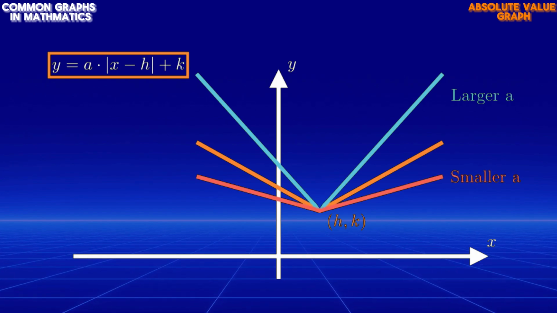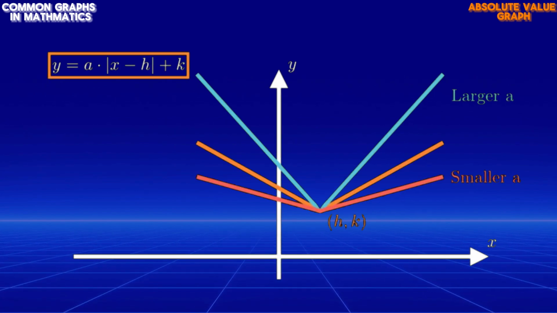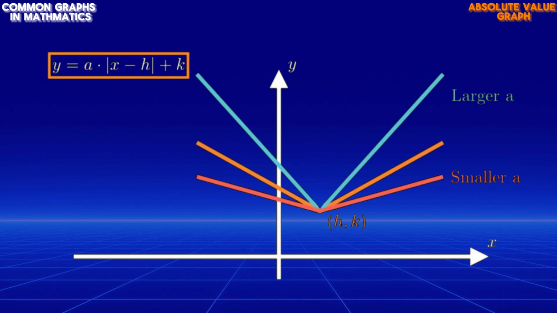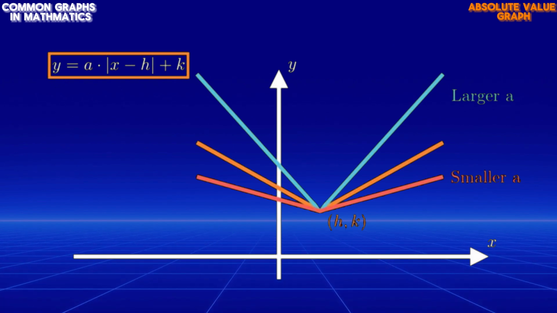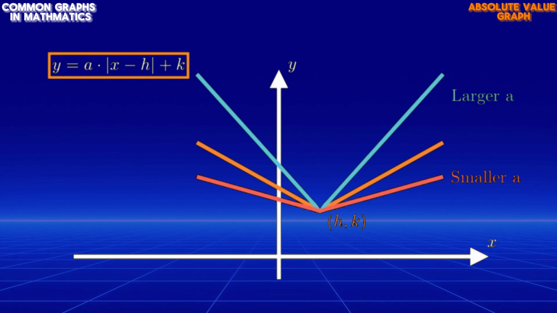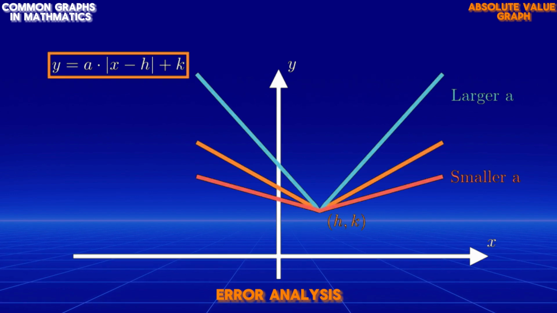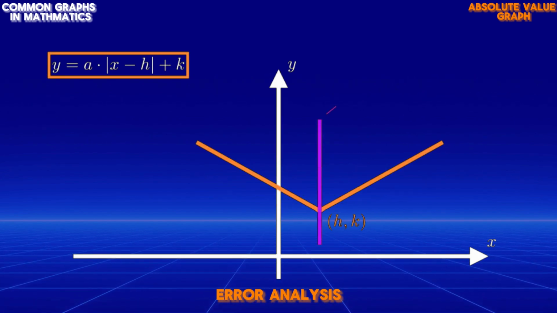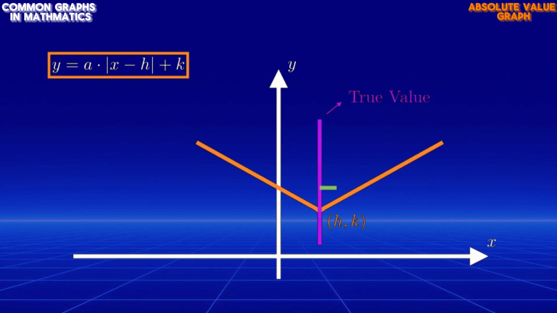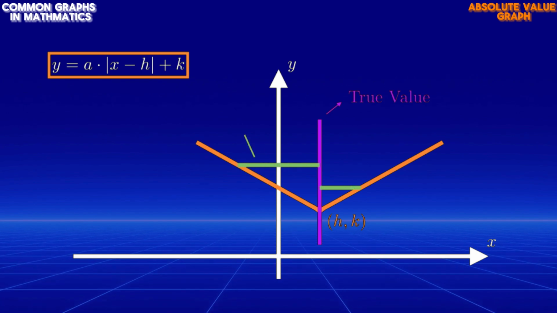For example, a larger value of a makes the graph narrower, while a smaller value makes it wider. Absolute value graphs are used to represent relationships involving magnitudes regardless of direction, making them ideal for scenarios like distance or error analysis. Errors can occur in both positive and negative directions, but the magnitude is what's important in most cases.